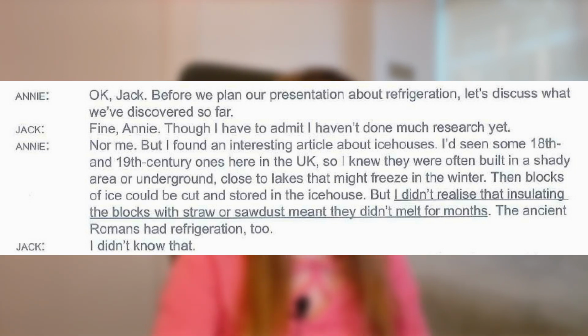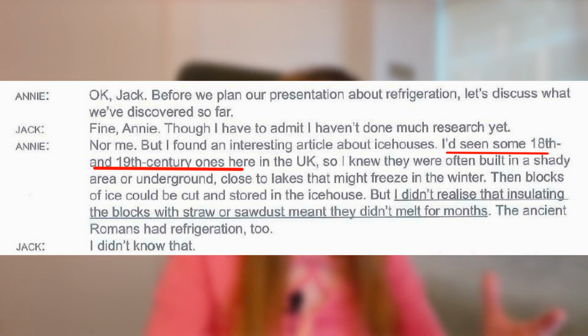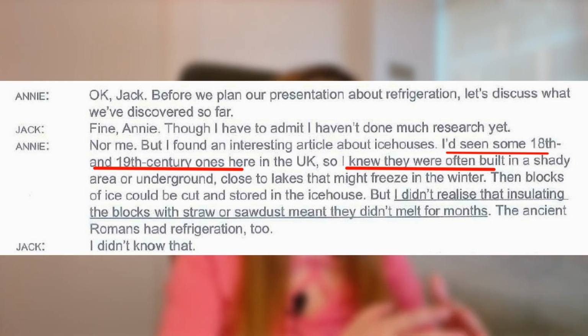Which one is correct? Firstly, if we look at the information about the location, she says, I'd seen some 18th and 19th century ones here in the UK, so I knew that they were often built in a shady area or underground. So she knew where they were located. She knew this information, their location, before she read the article. She even uses past perfect here: I'd seen, I had seen. It means that she saw these ice houses before she read the article.